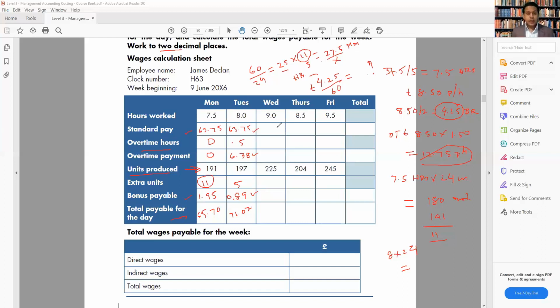Then the next one we have is Wednesday. On Wednesday, standard pay is the same anyway, that is 63.75. Find the overtime. How many hours is the overtime for Wednesday? 1.5, because 7.5 is the standard, so he worked 9 hours. The difference is the overtime, 1.5. Now how much will be the payment for the overtime? Per hour is 12.75. So how much will the overtime be for 1.5 hours?